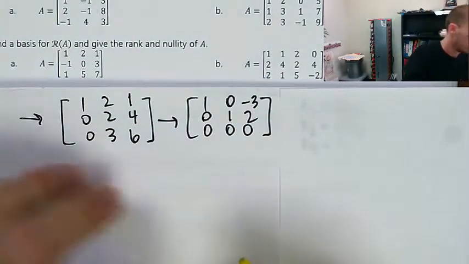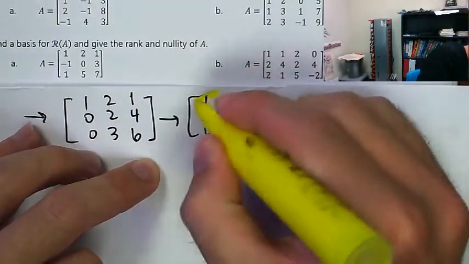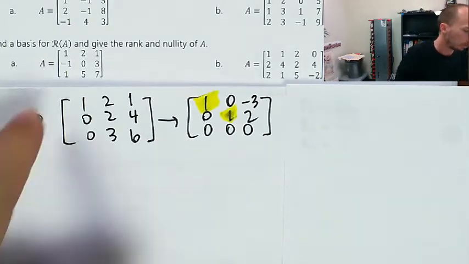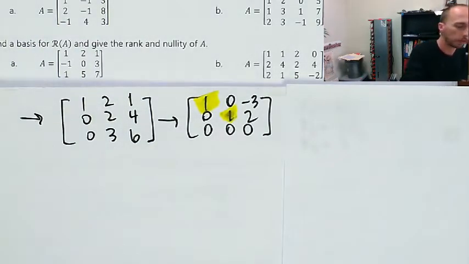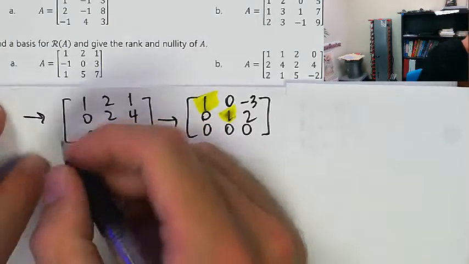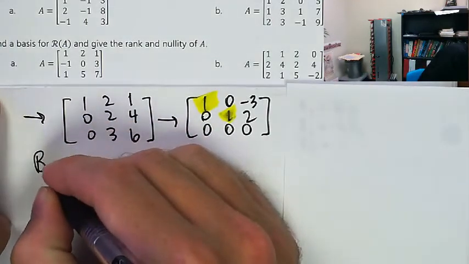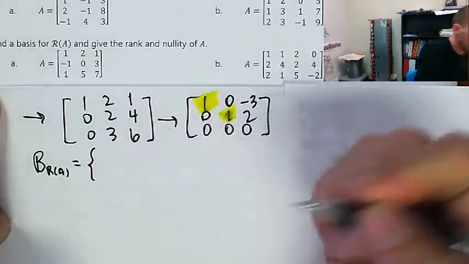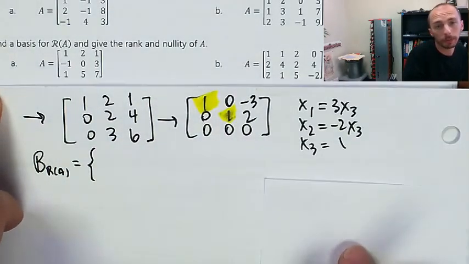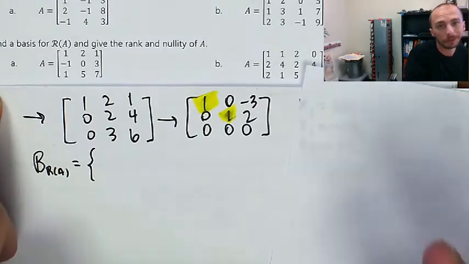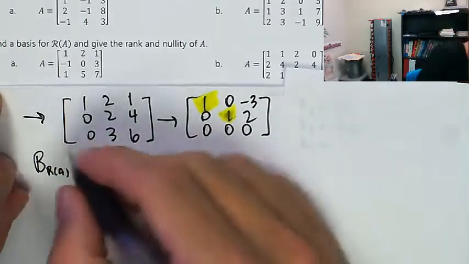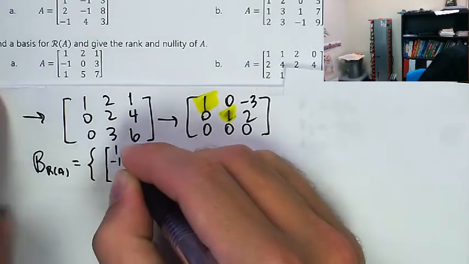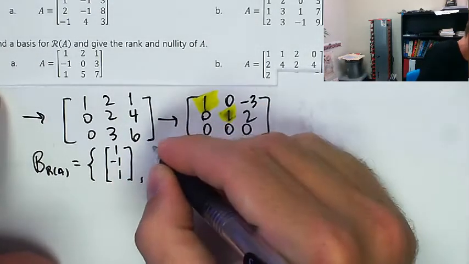Yes, identify the pivots. Here they are. They're happening in columns 1 and 2. So columns 1 and 2 of the original matrix will form a basis for the range. What I was showing over here, you can see that there's going to be one independent variable in the null space, so the nullity is going to be 1, but let's see that a different way. So a basis is going to be 1, negative 1, 1, and 2, 0, 5.